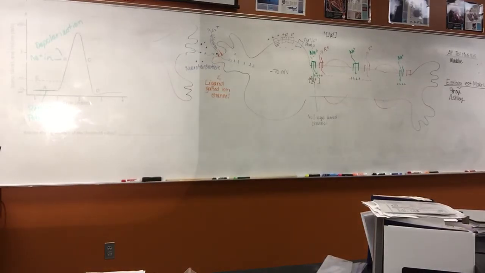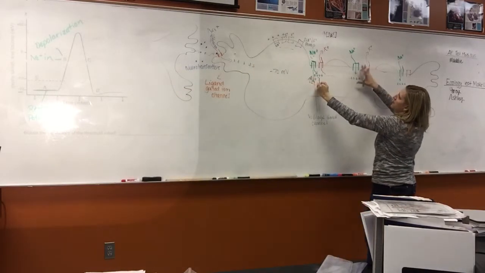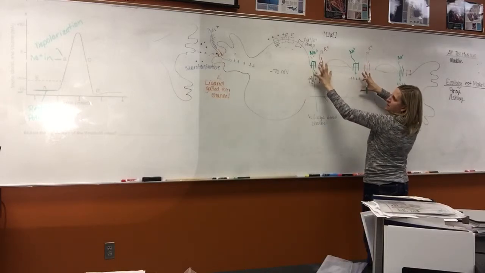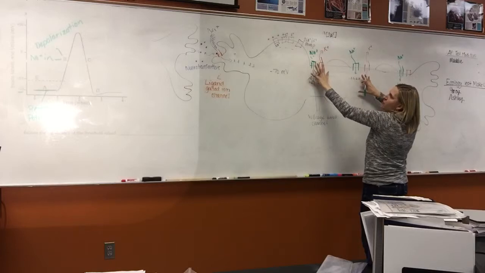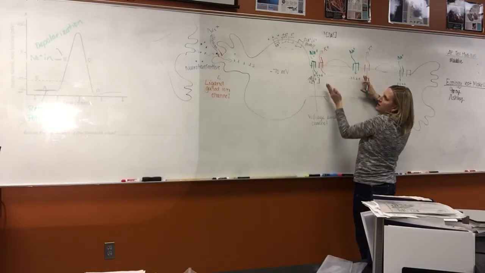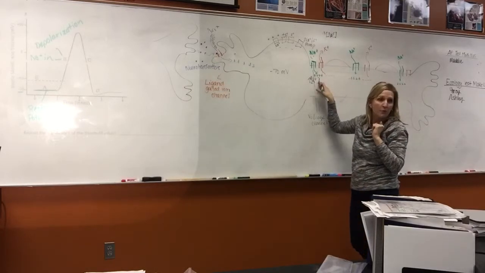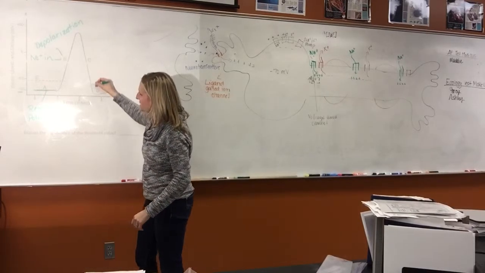Now this is what happens at one node. So the sodium coming in is going to trigger the sodium gates at the next node to open, but we're talking about what just happens at this node. So as that triggers this one to happen, what's going to happen? The sodium gates shut, potassium gates open, potassium is going to leave, and the inside of the cell is going to become more negative again, which is why we see the membrane potential going down.